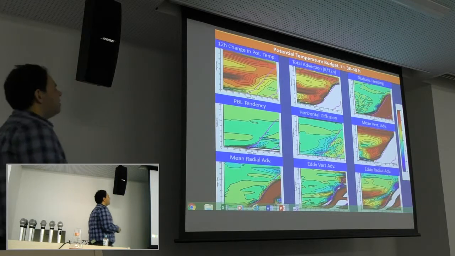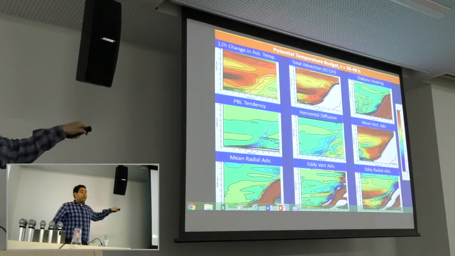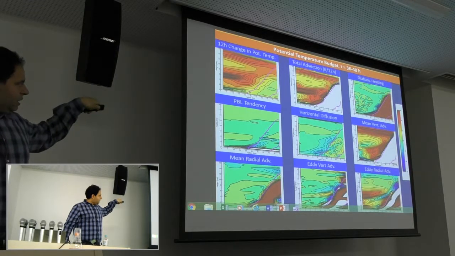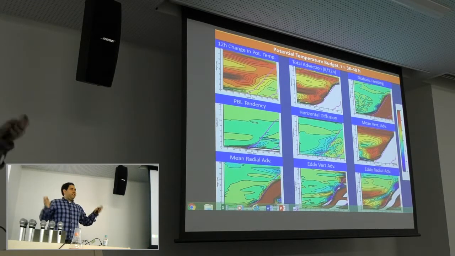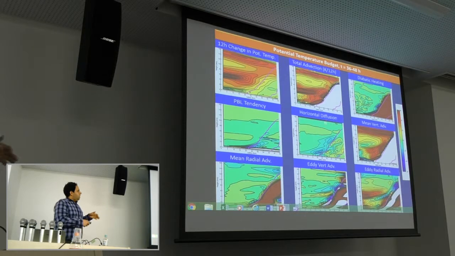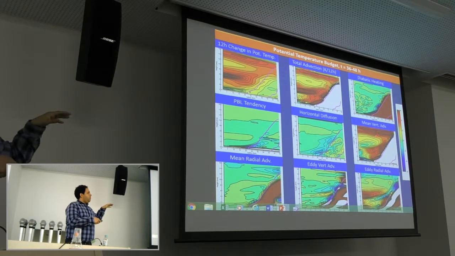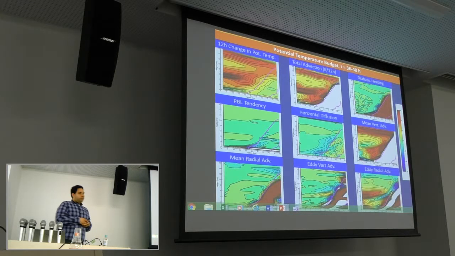I think I finished this middle period of rapid intensification. I just finished describing how total advection is the dominant contributor to the warming, and that's split between contributions from mean vertical advection and eddy radial advection. And in the eye, those are the two dominant terms.